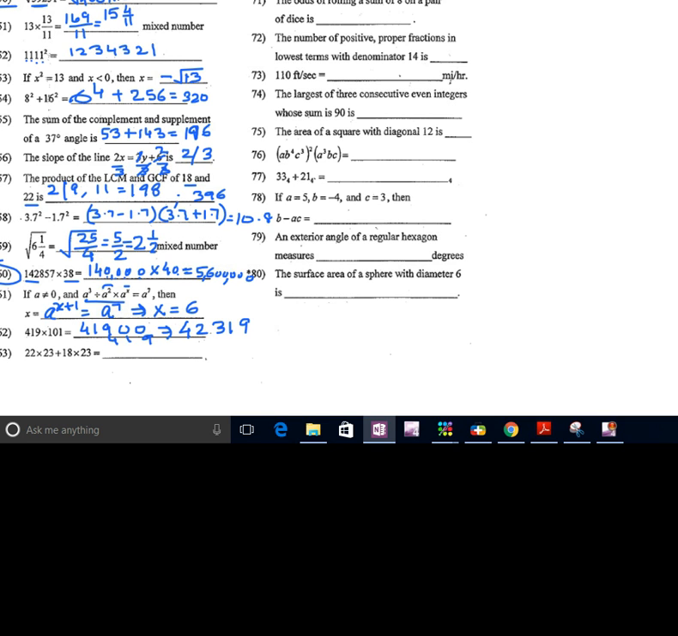Question number 63, what is 22 times 23 plus 18 times 23? So as you can see over here, 23 is common, and inside the parentheses we get 22 plus 18. So 22 plus 18 is 40, and then you have 40 times 23, right? So 23 times 2 is 46, 46 times 2 is 92, and so the answer is going to be 920. Okay?